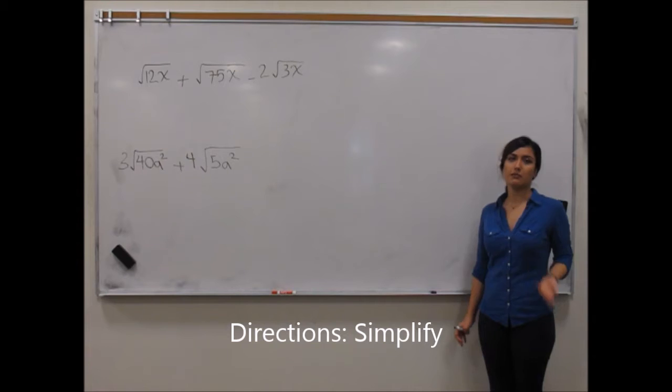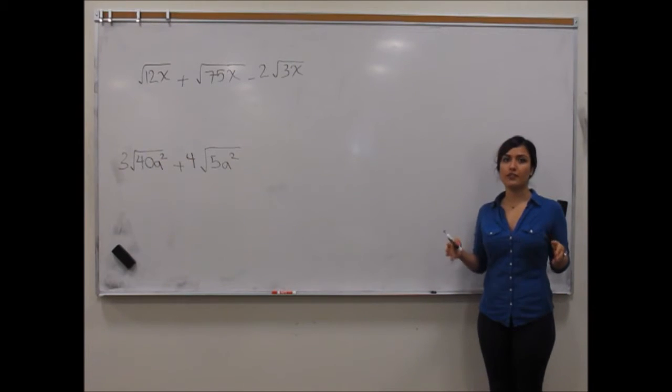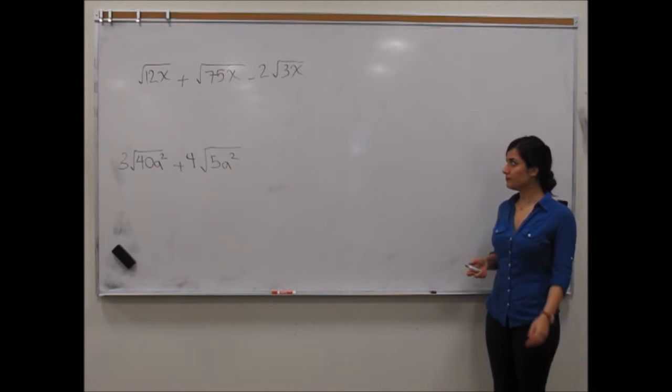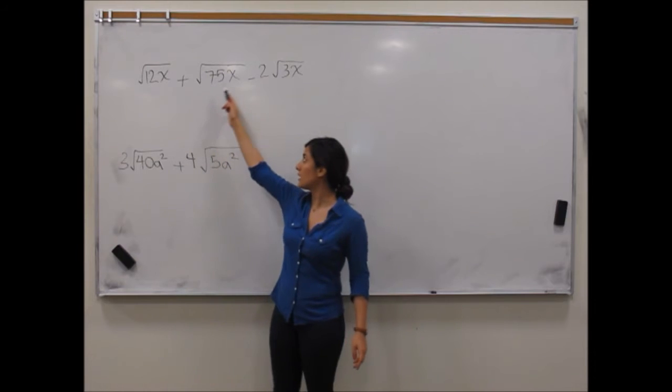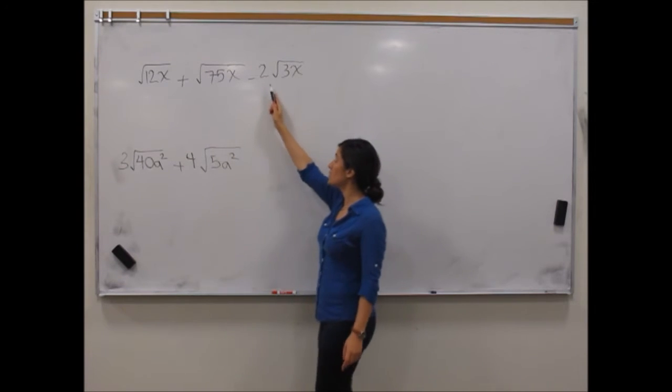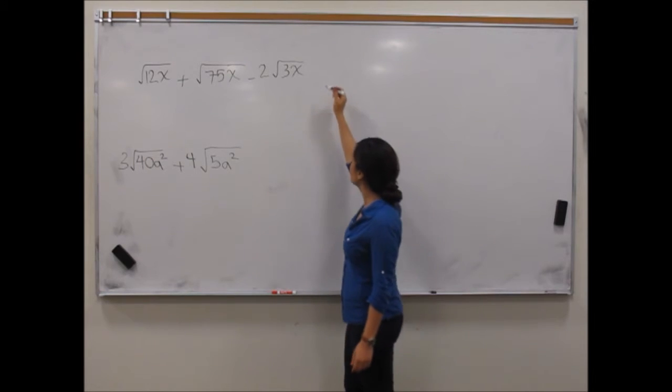It doesn't have to be a number. It can be a variable. We're just assuming in this video that all of the variables are positive. So in this example, I have rad 12x plus rad 75x minus 2 rad 3x. So let's try to simplify them.